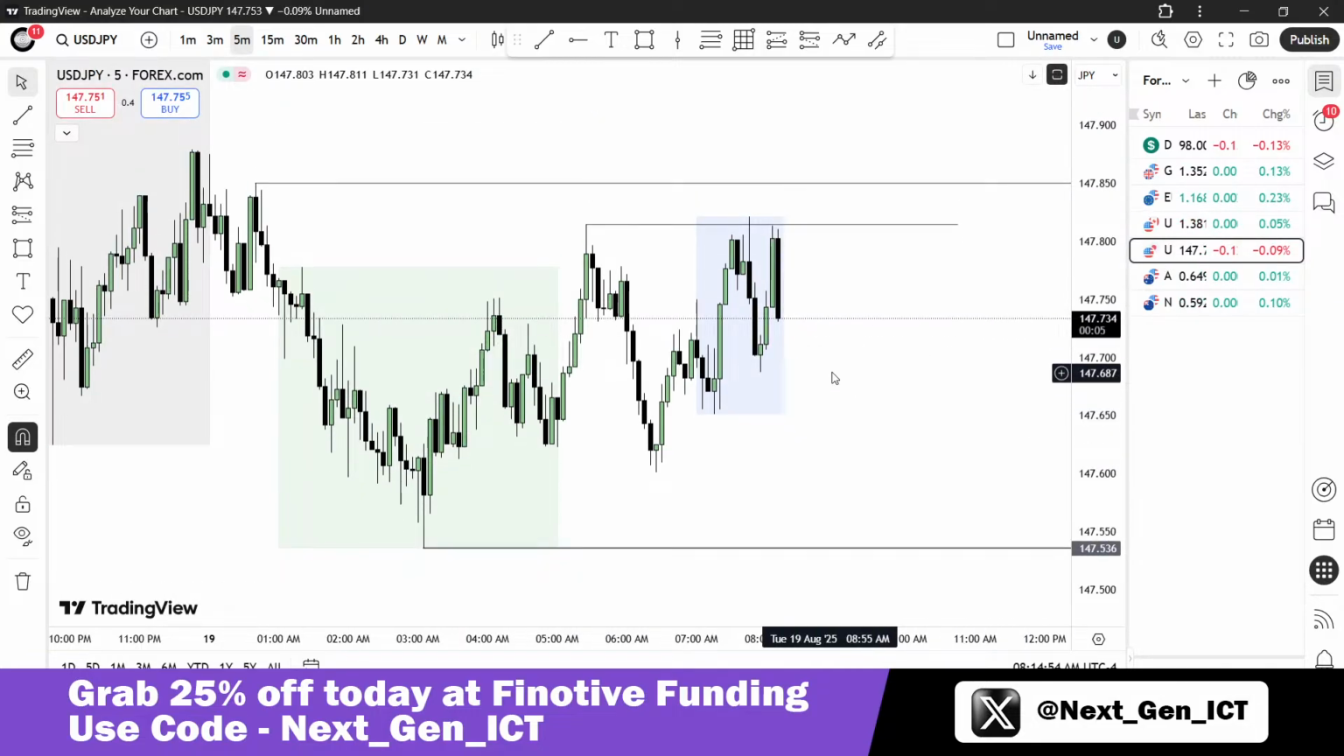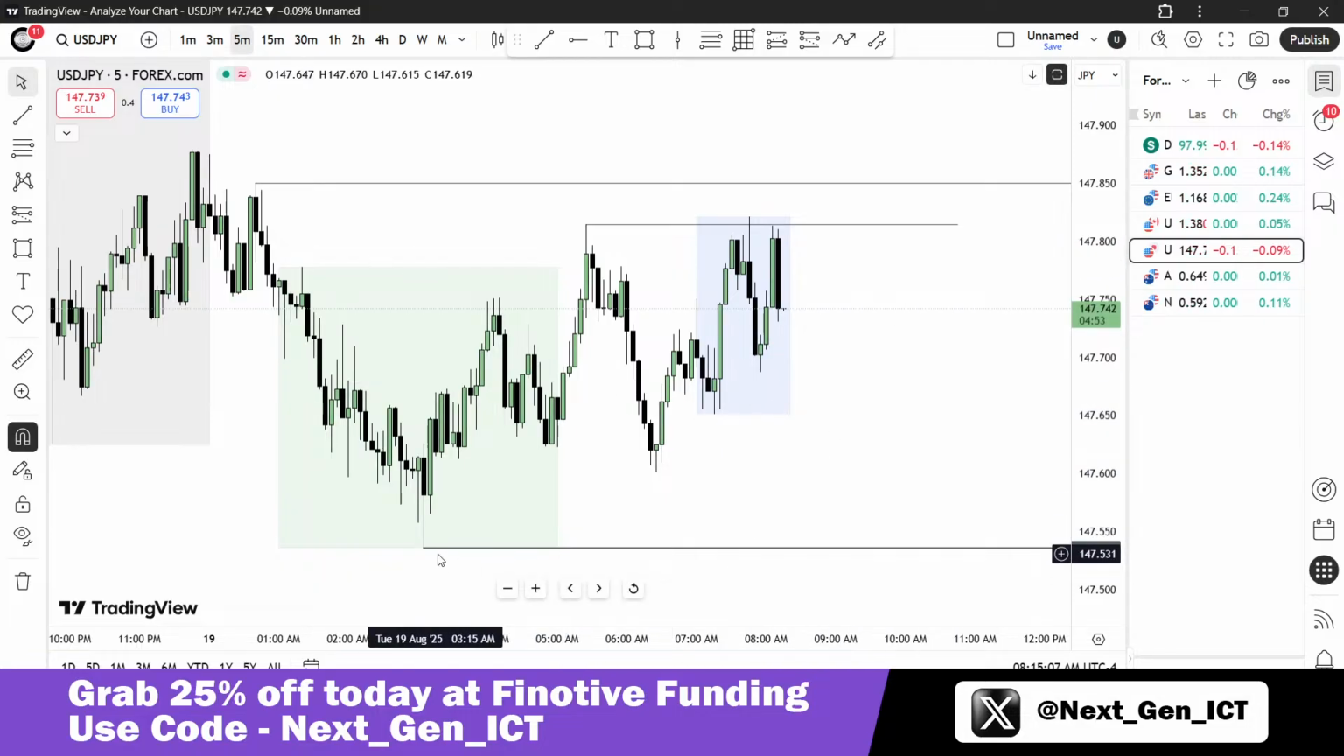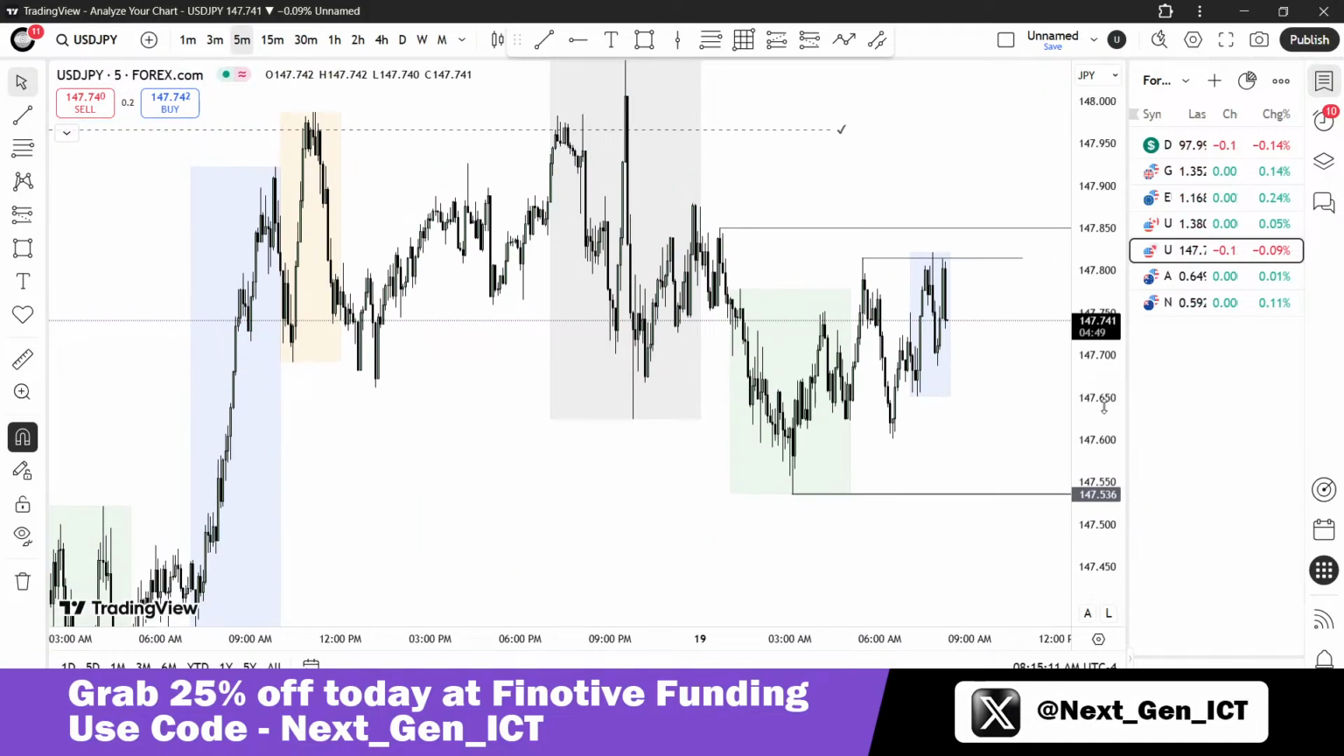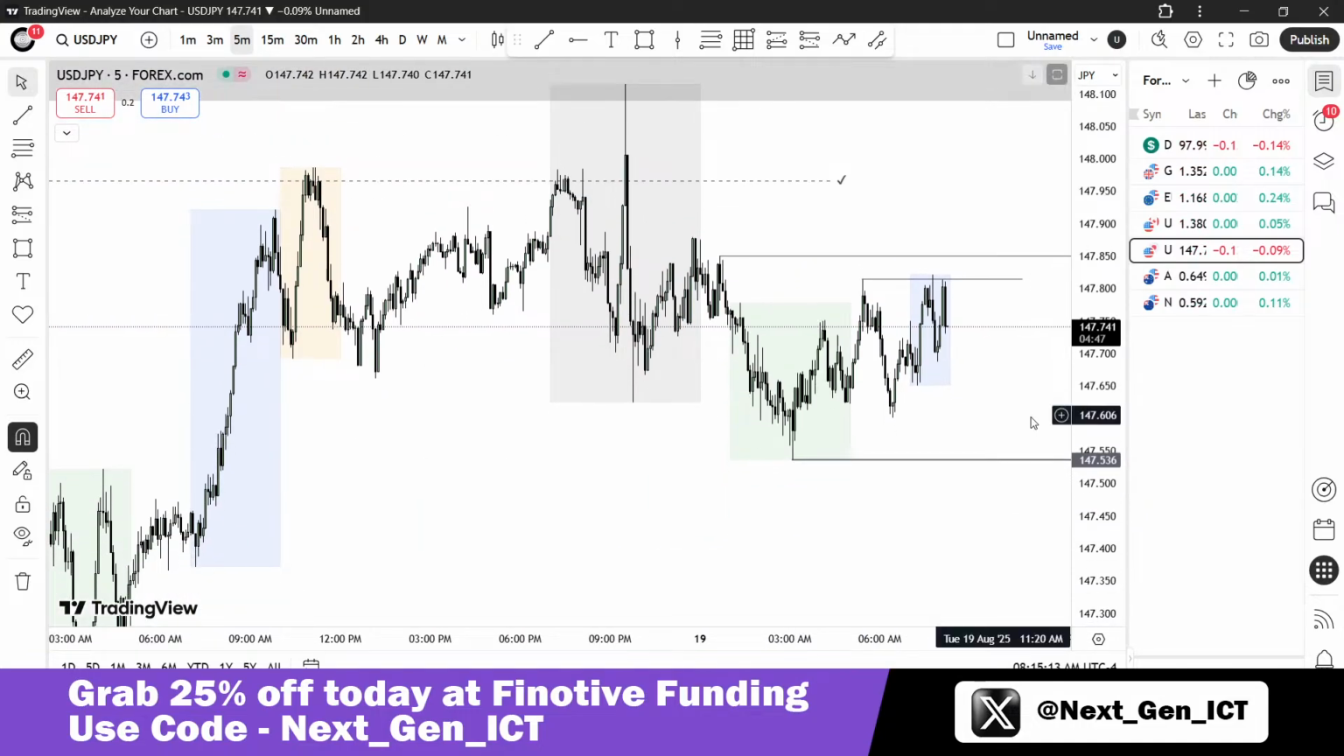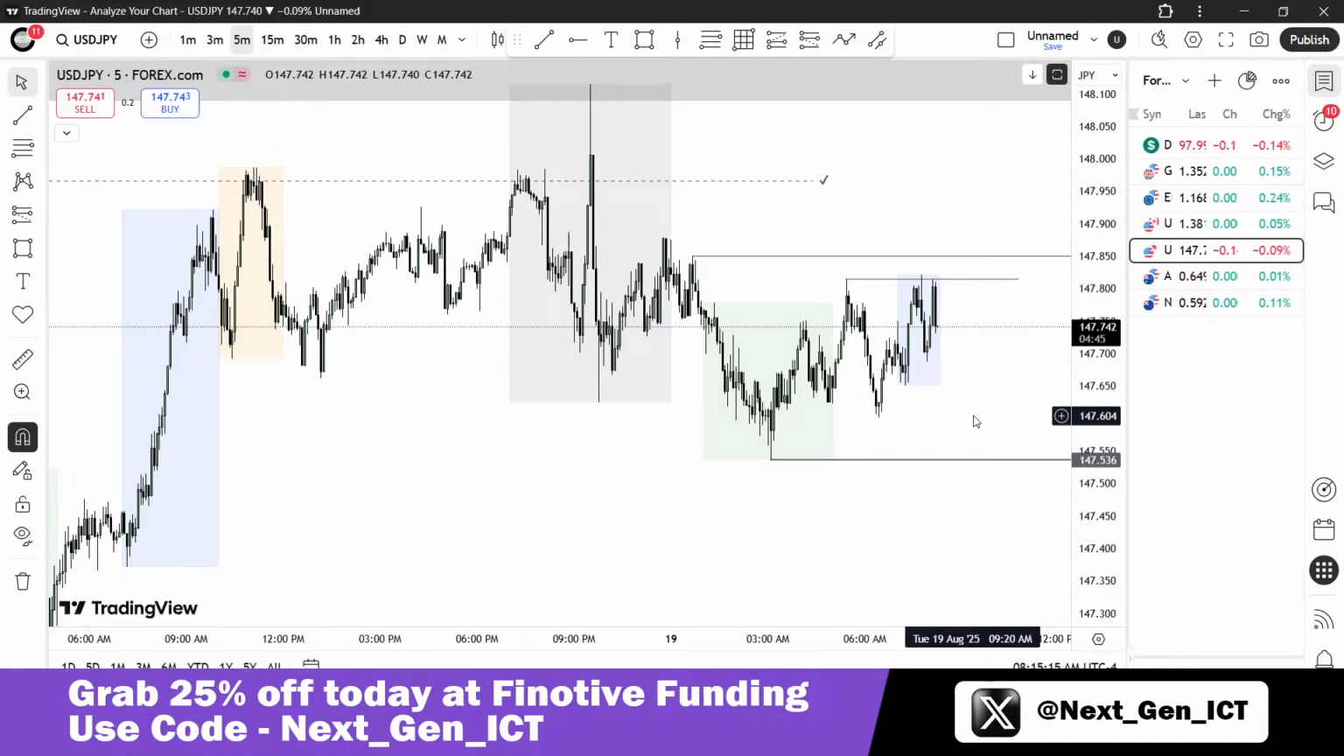See, we are still continuing lower. You know what? I really want to see USD JPY take out this low right here. And where are we in terms of price right now?